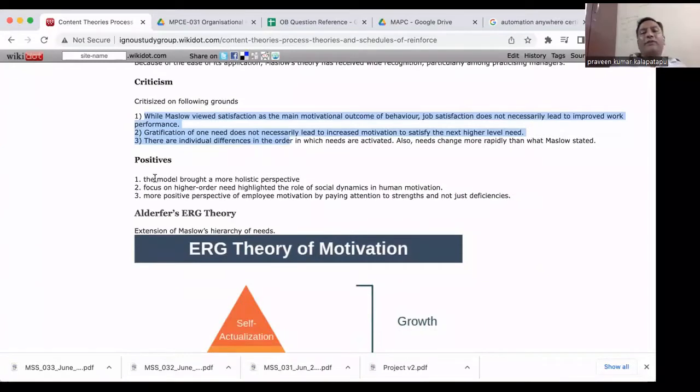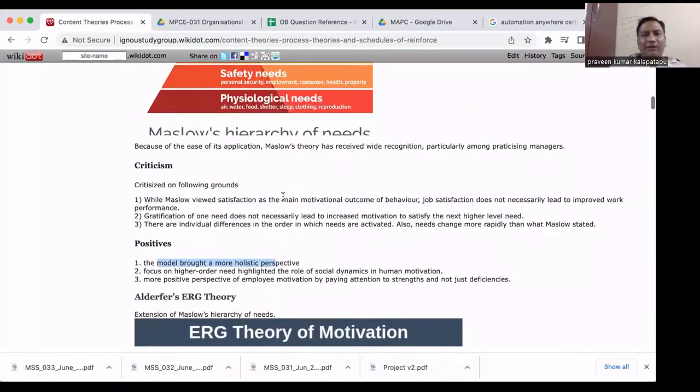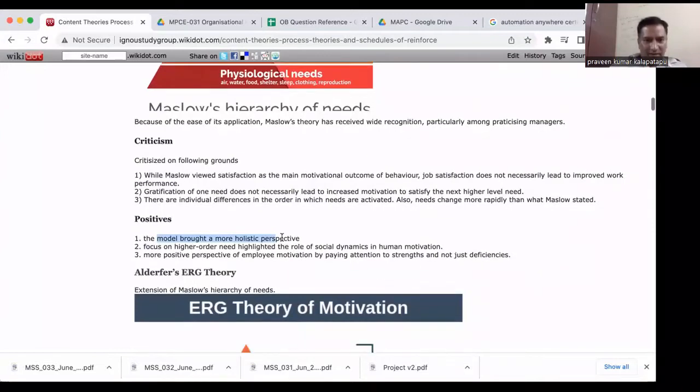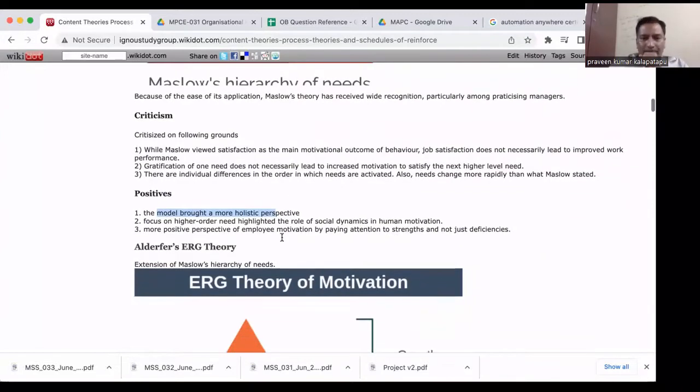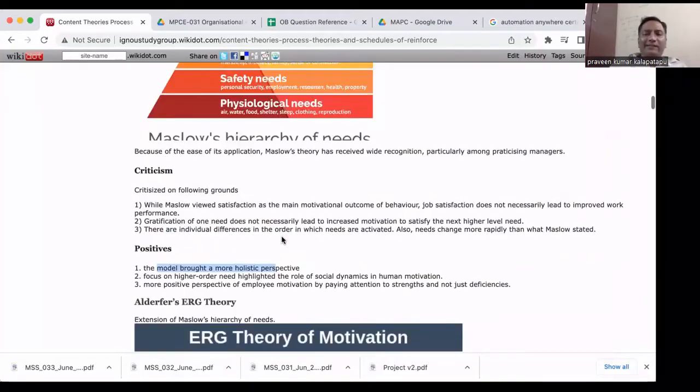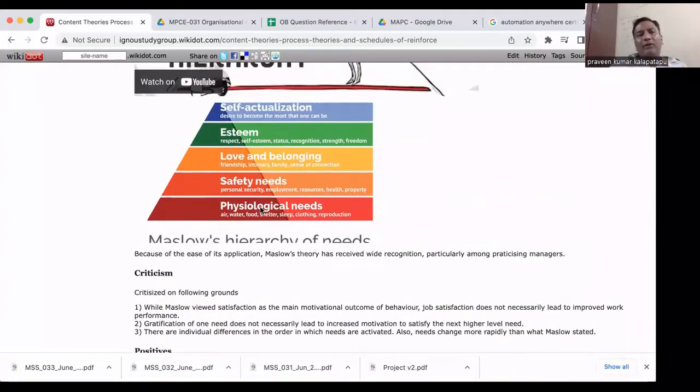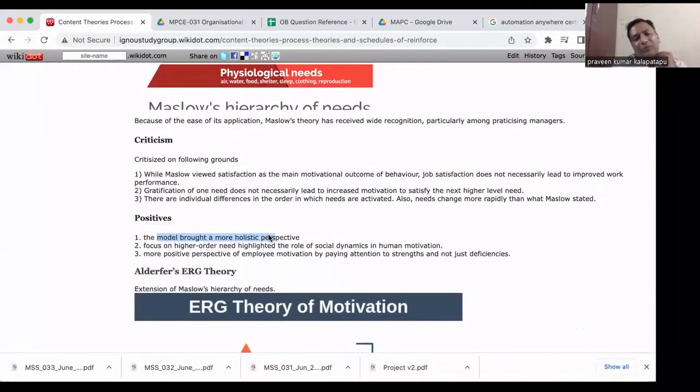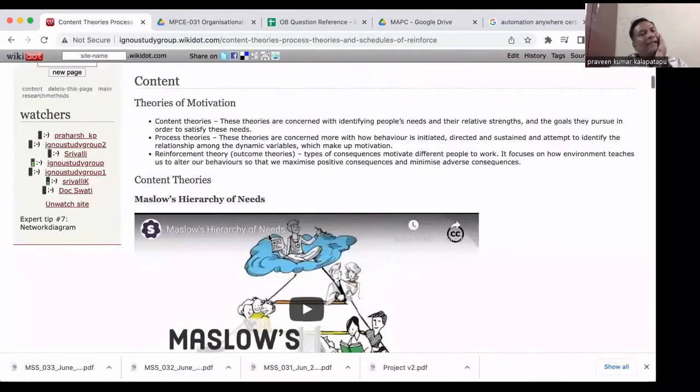Then the positives of it: it is a more holistic approach, one of the most popular ones, right? It talks about social dynamics, how exactly social dynamics really work on the whole. And it mainly concentrates on strengths. So not exactly what you are missing; rather, you pick strength by strength to move up the ladder. So it is more positive in nature. So that is Maslow.